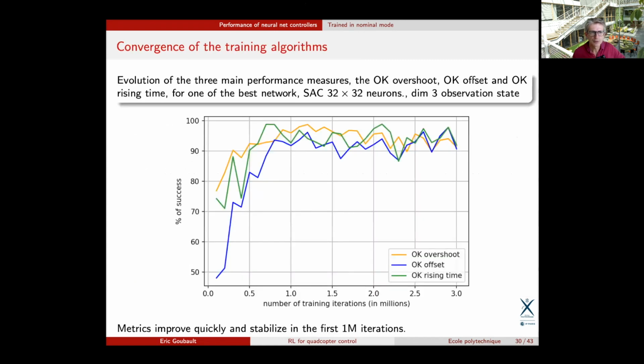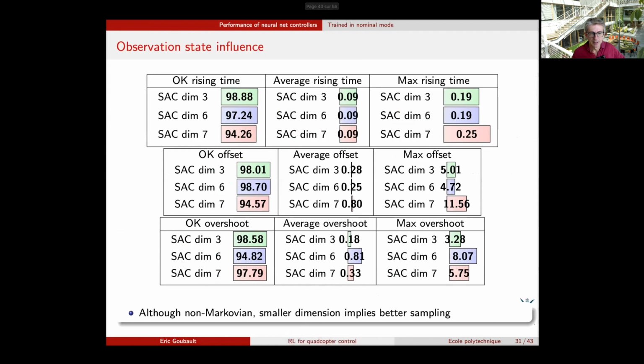So the convergence of the training algorithms is very good for the best controllers, like the SAC 32 times 32 neurons. And you see 1 million iterations on, it's always extremely good for all measures we have.